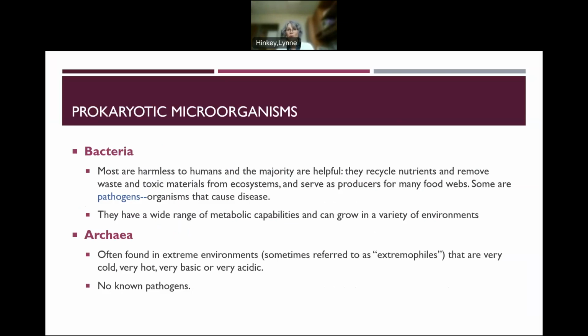but as we learn more and more about those, we are finding that they aren't all extremophiles. Well, many of them can be and are extremophiles. They're the group we're most likely to find in these extreme environments. They also live in some not very extreme environments, including on and in our bodies. But none of these are known pathogens, so we won't be spending a whole lot of time on the archaea.